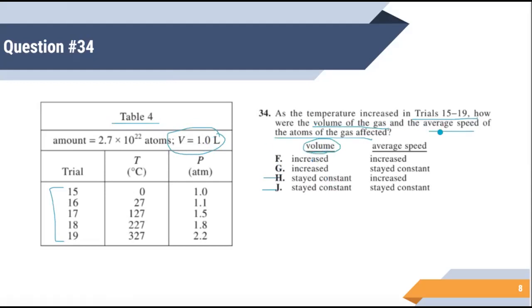And then average speed. I don't see anything about speed here. However, I do see temperature, okay? If you know from chemistry or physics, as things heat up, the molecules move faster, right? Warmer things, molecules move faster. So as we went up in temperature, the average speed of the atoms should have increased. So our answer for 34 is H.